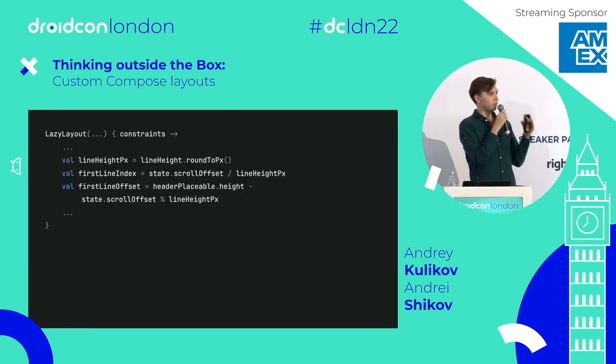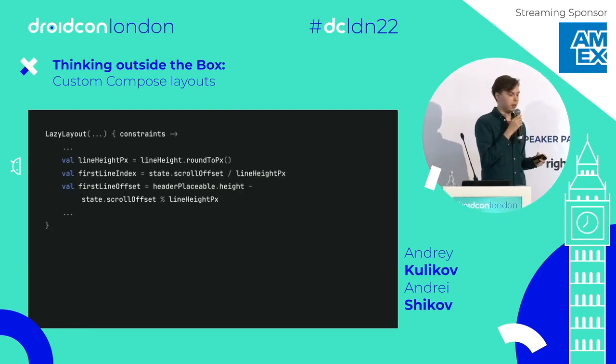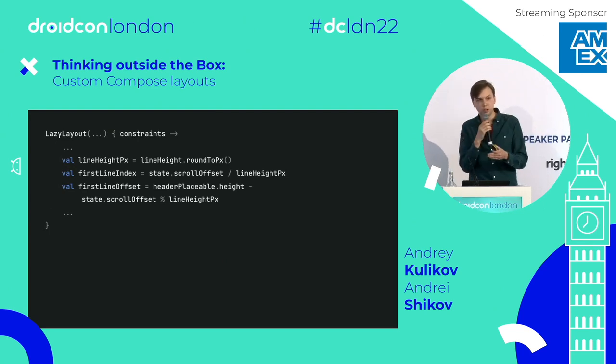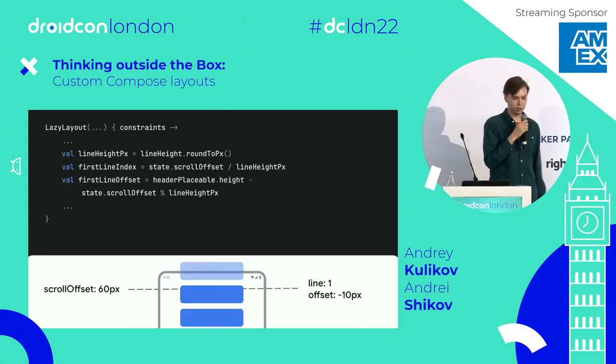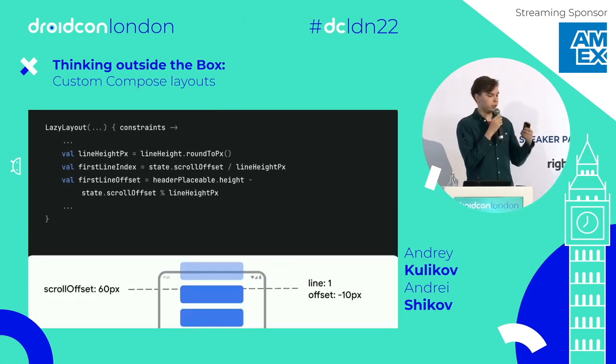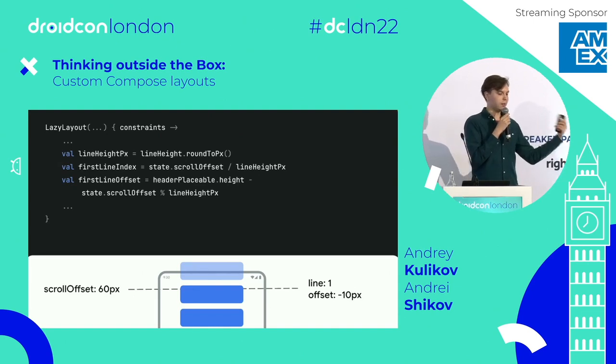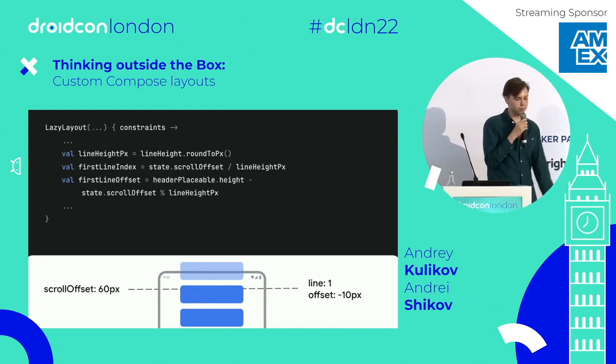And then it's the meat of the lazy layout. We actually try to figure out which items are on screen based on the scroll offset. So what we do here is first divide the scroll offset by the line height to figure out the line number, and then figure out the offset by taking the remainder of that division.